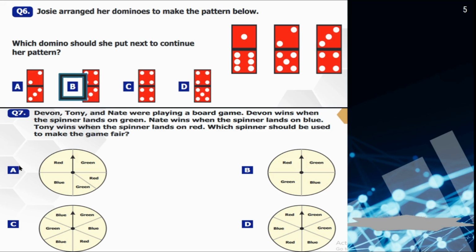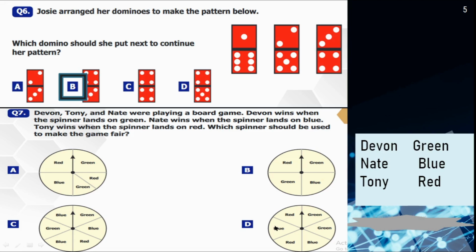So here, if we look at spinner A, there are 2 green, 2 red, and 1 blue part. It's not a fair spinner. Option B, there are 2 green, 1 red, and 1 blue. Option C, there are 3 blue parts, 2 green parts, and 1 red. So obviously, the probability is not the same in these 3 spinners. So let's check spinner D. In spinner D, there are 2 green, 2 red, and 2 blue parts. So yes, spinner D is the correct option over here, because if they use this spinner to play the game, it will be a fair game and the probability of winning will be the same for all of them. So D is our answer.